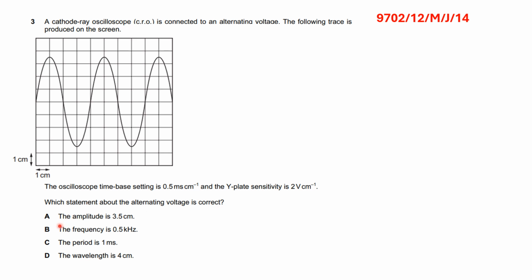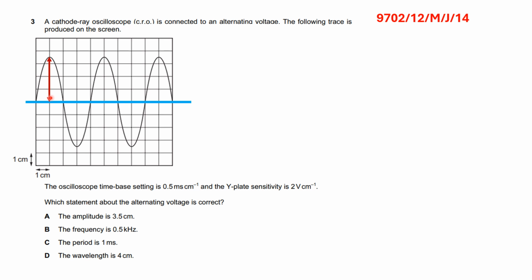So here it is asking, let's take a look at A. The amplitude is 3.5 centimeters. Let's see if this is correct. This is our line that divides the wave into 2 equal parts. Now we are going to measure from this line to the peak, or the crest. Let's count how many boxes we have here: 1, 2, 3.5. So the amplitude appears to be 3.5 centimeters.